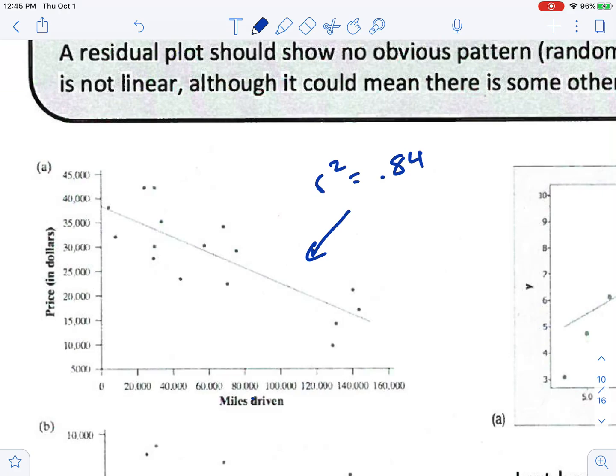Here's what it means. I alluded to this earlier. Is miles driven the only thing that influences the price of a car or a truck? Look at these two spots right here. These two seem to have the exact same, or pretty close to the exact same, number of miles driven, yet they're wildly different in terms of price. What other factors might there be for why those prices are different?